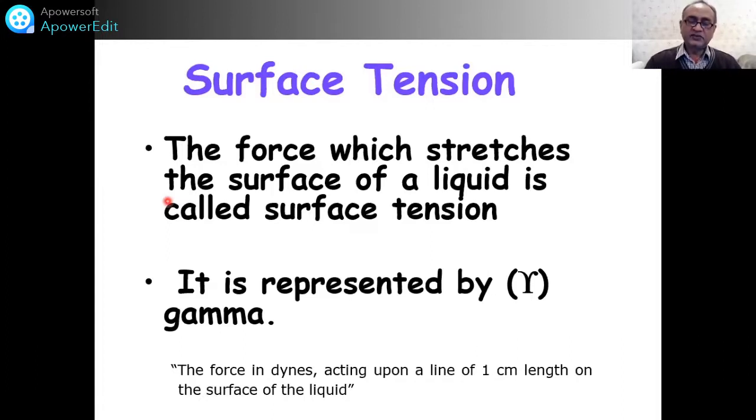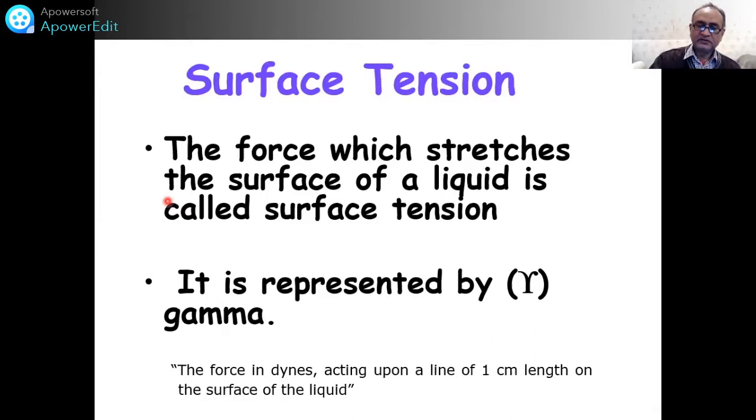So what is the definition of surface tension? We have seen that some force is developed at the surface of the liquid due to the downward pull. The definition is written over here: the force which stretches the surface of a liquid is called surface tension.